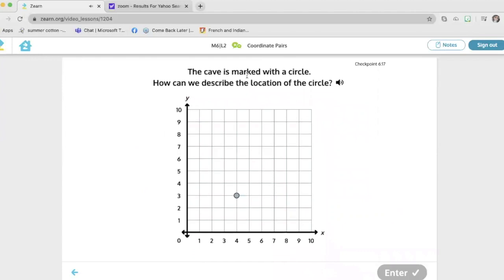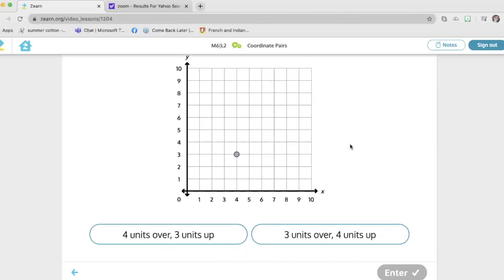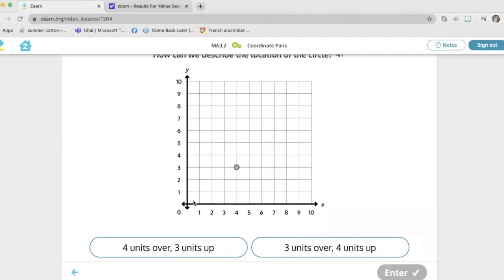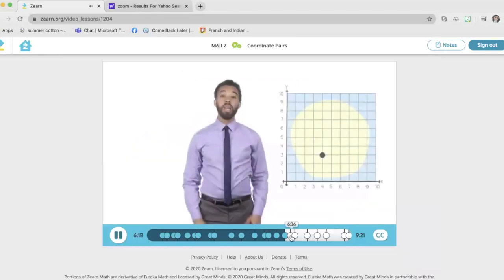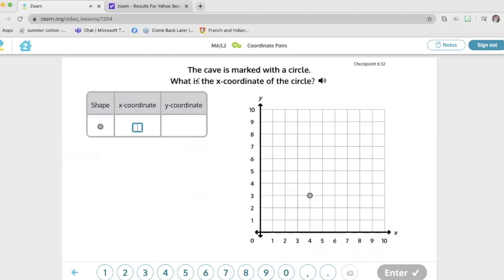Then it says the cave is marked with a circle. How can we describe the location of the circle? So I would say 1, 2, 3, 4 units over and 1, 2, 3 units up. Over, then up. Always, always, always. The cave is marked with a circle. What is the x-coordinate of the circle? Well, here's my x-axis. I'm going 1, 2, 3, 4. So my x-coordinate is 4.